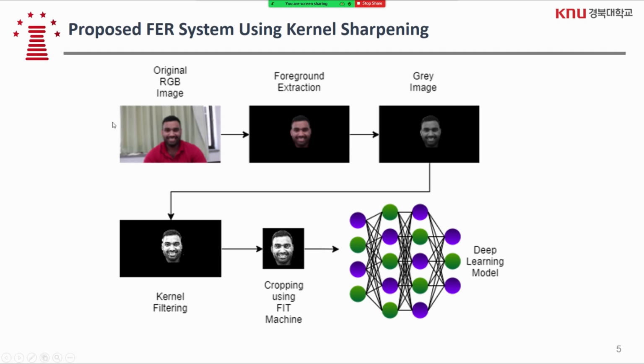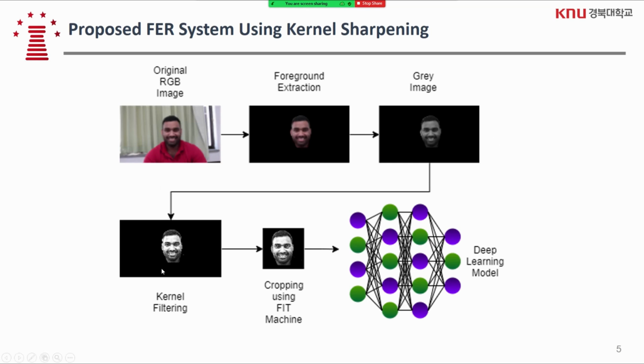So here is our proposed FER system using kernel sharpening. First we start with the RGB image, our raw image from a camera, and the next step is foreground extraction. We remove the background, and we crop and extract only the faces, and then we convert them into gray images. This is to reduce the computational complexity. When we use color images, the system needs more time to train the model. So to reduce the training time and the computational complexity, we convert to gray images.